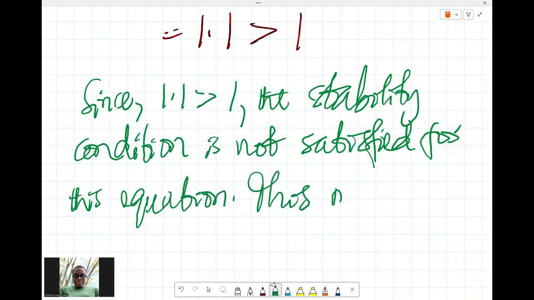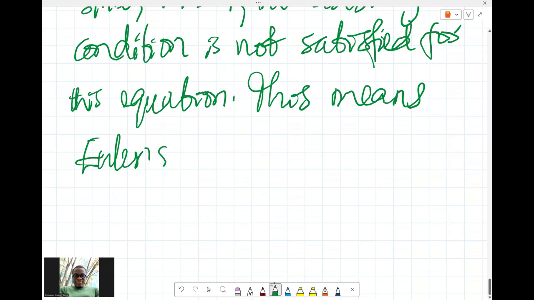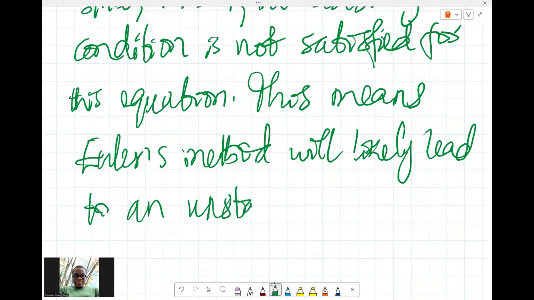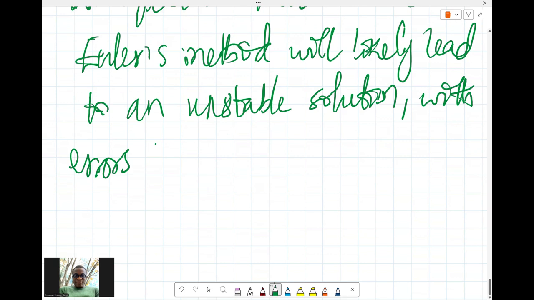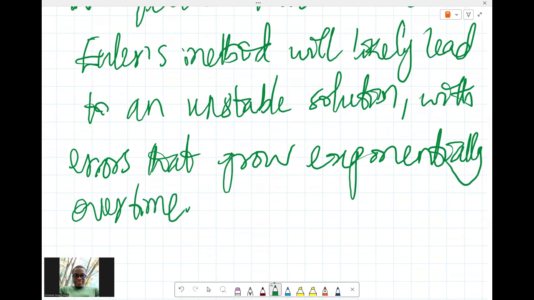This means Euler's method will likely lead to an unstable solution, with errors that grow exponentially over time. And that's how that is.